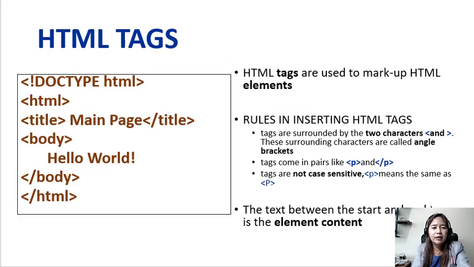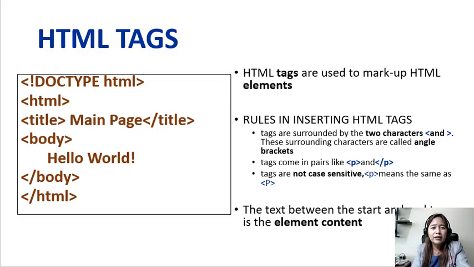So you might have noticed that all of the files in HTML have this code that starts with the less than and greater than signs, or probably you know them better as angle brackets. These are actually HTML tags. They are used to mark up HTML elements, which I will also discuss later.